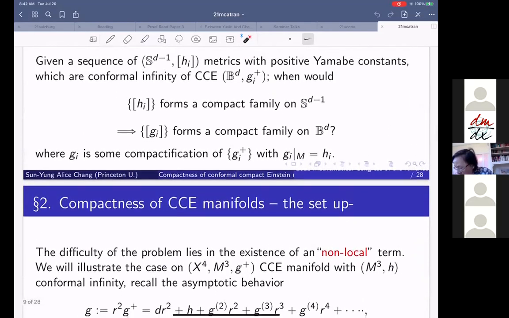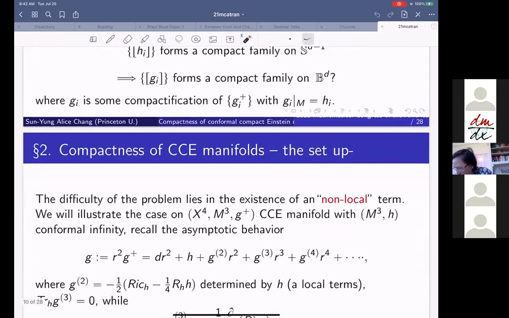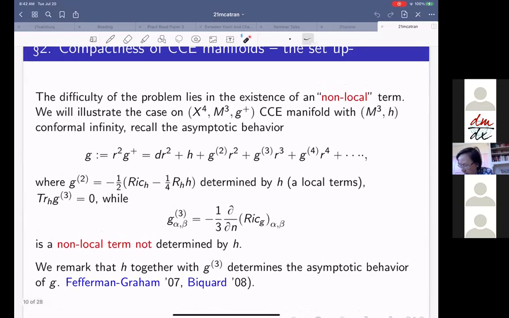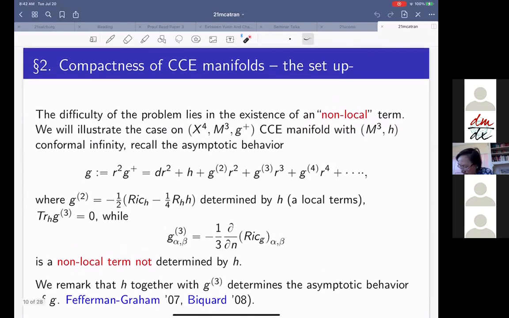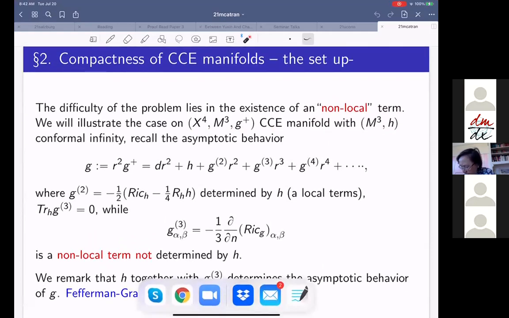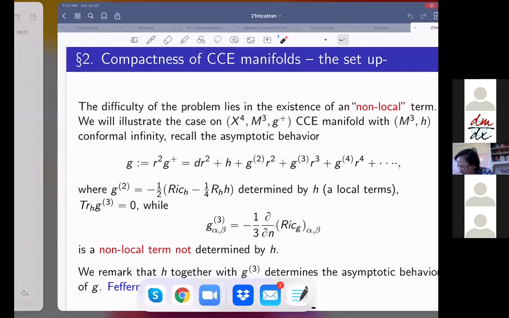Now let me say what the difficulty of this problem is. The main difficulty of the problem as I propose it is the existence of some non-local term, which I will explain now. Let's return to the setting of a four-dimensional CCE manifold. Now we have an infinity boundary, which is three-dimensional. In this case, we take the geodesic defining function r, and look at the asymptotic expansion of g at the boundary, for r small.